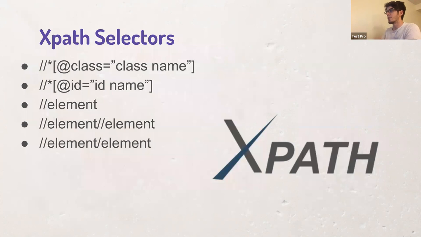And the same for ID as well, the same logic. If you are just looking for a specific element, you will need to specify it after double slashes. If you're looking for an element inside the parent element, you will need to specify double slashes. If you're looking for the child element that comes right after the parent element, you will just specify a single slash, and it will identify that this element comes right after the parent element.